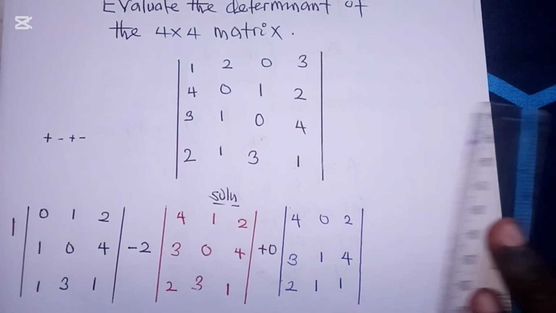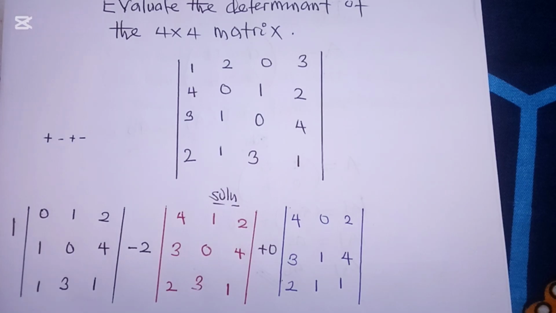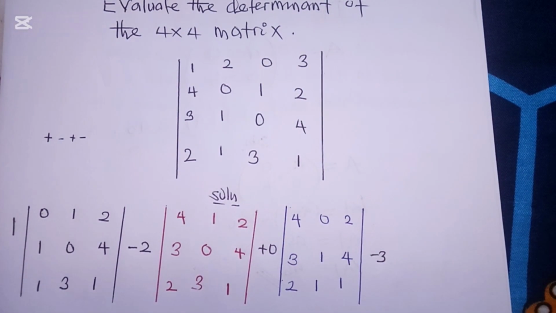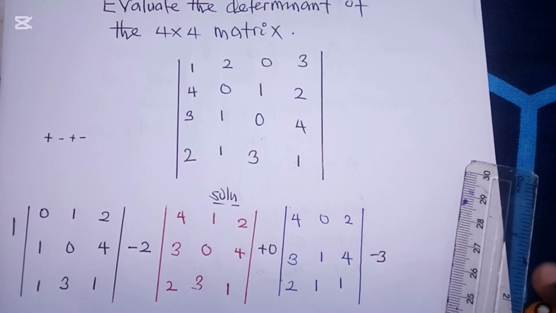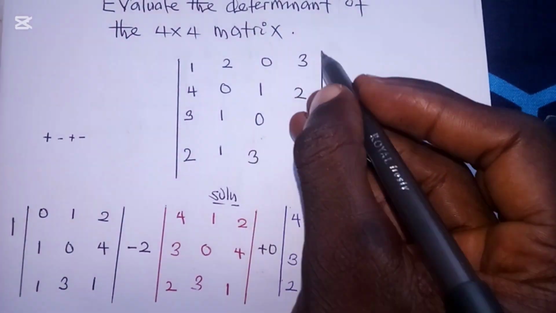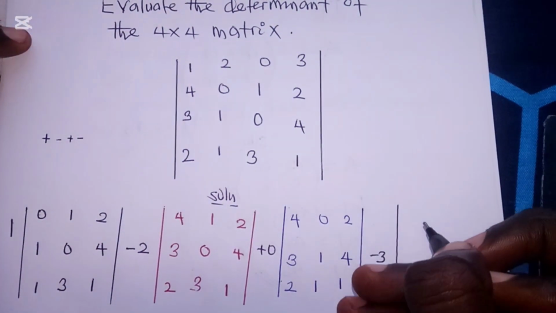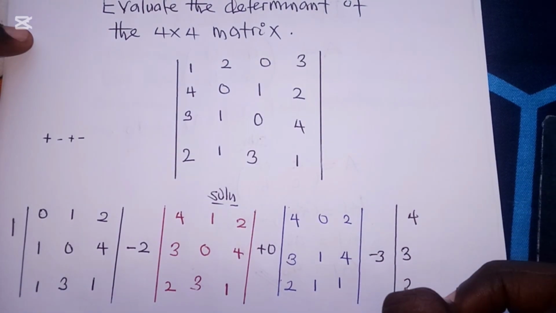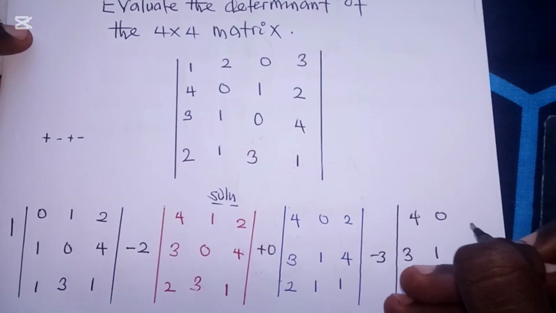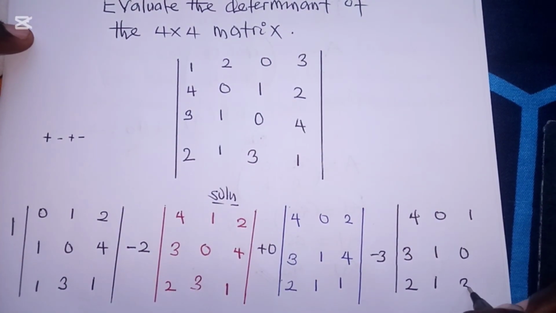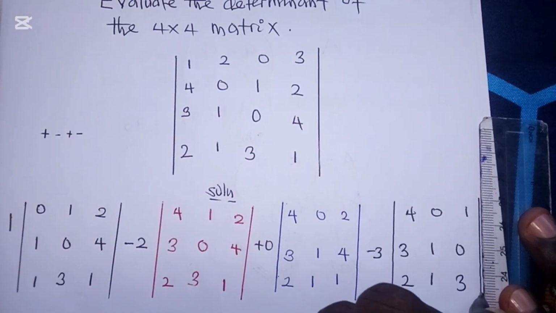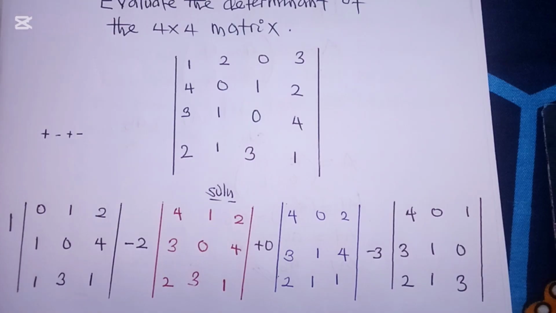Okay, then the last one, that is 3, taking minus 3, it means you have to ignore the row and the column where that 3 belongs. Now let's ignore the row and the column. You're going to have 4, 3, 2. Then you have 0, 1, 1. Then 1, 0, 3. So these are the numbers that will remain after ignoring.